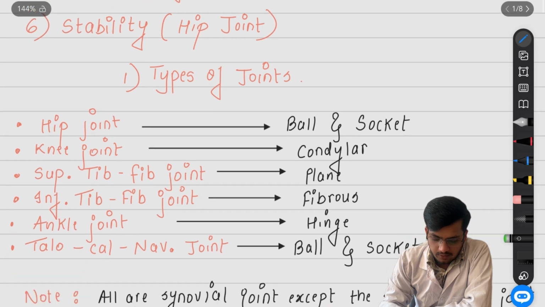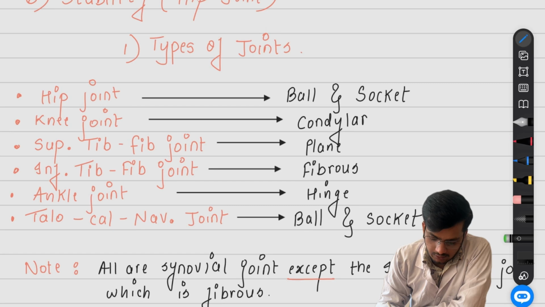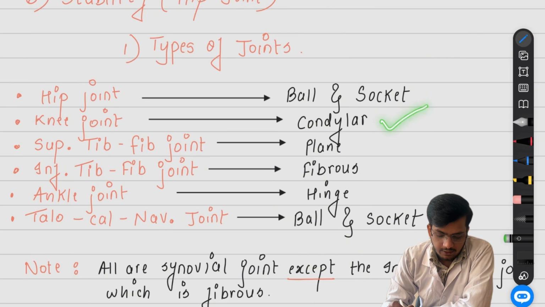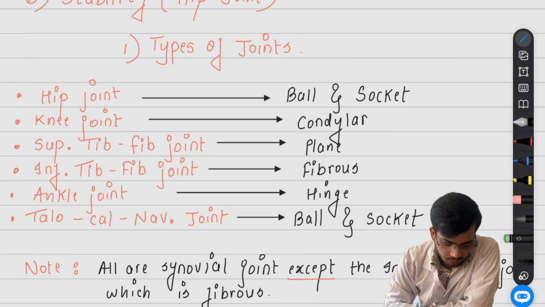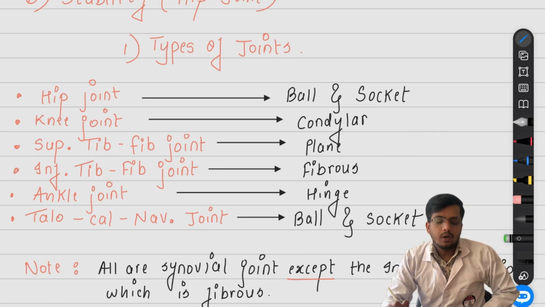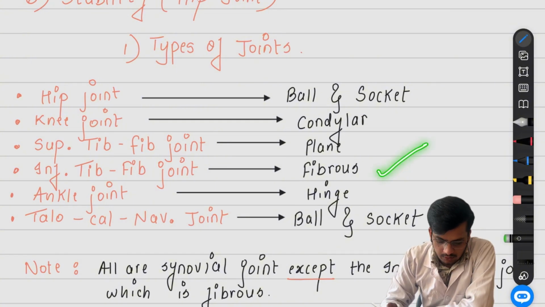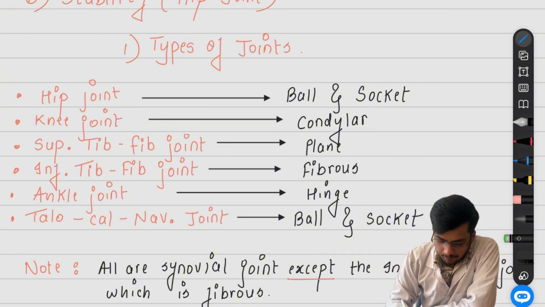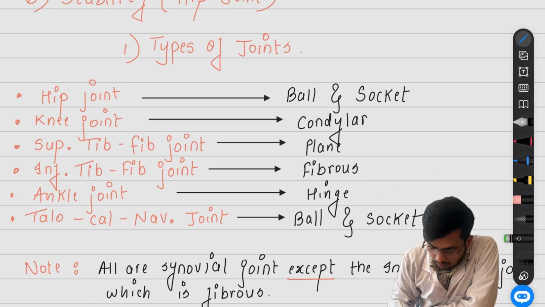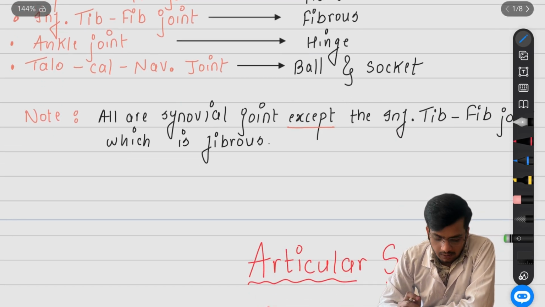Next one, we will start with the types of the joint. First joint we have is the hip joint, which is a ball and socket joint. Then we have the knee joint, a condylar joint. Then the superior tibiofibular joint, a plain joint. Then the inferior tibiofibular joint, a fibrous joint. Then the ankle joint, which is a hinge joint. Then the talocalcaneo-navicular joint, a type of ball and socket. Then you need to know all are synovial joints.